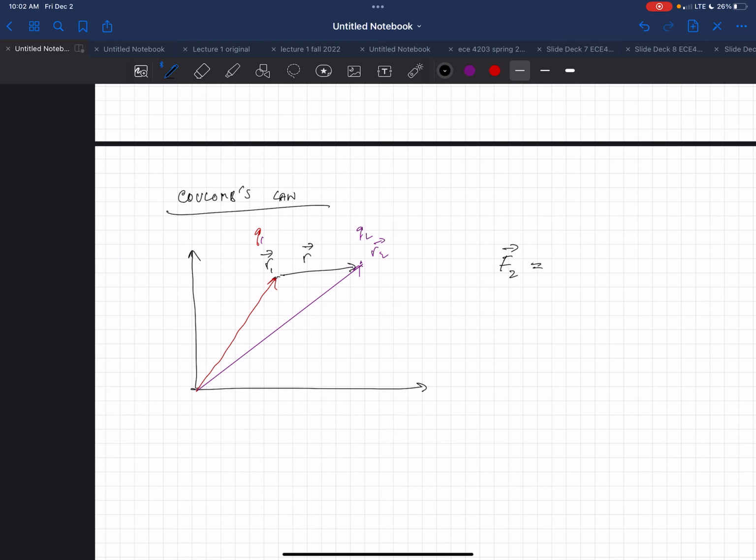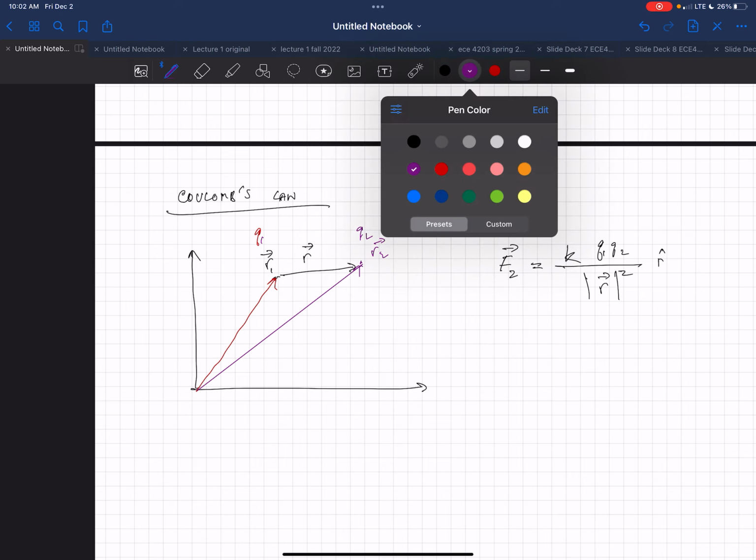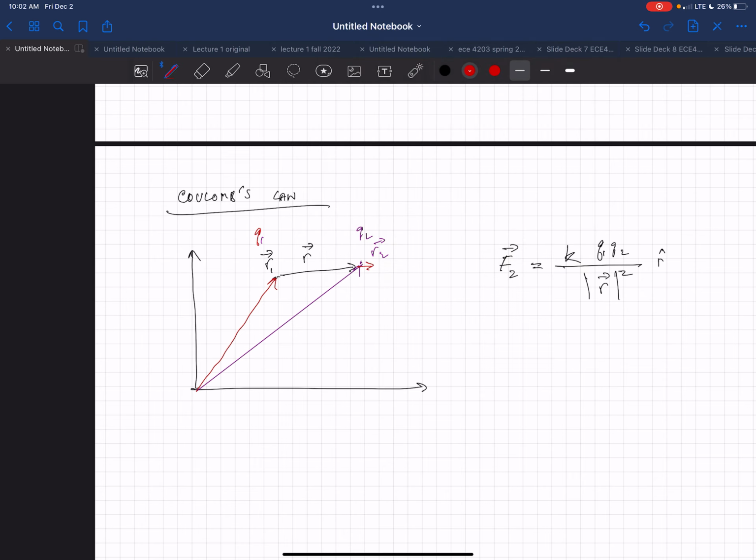That is equal to some factor k, the value of the two charges multiplied by each other over the distance between the two squared. And that force has a vector direction r hat. So it's basically pointing, in this case r hat would be pointing in that direction. So everything we know about two charges acting on each other is in this equation.